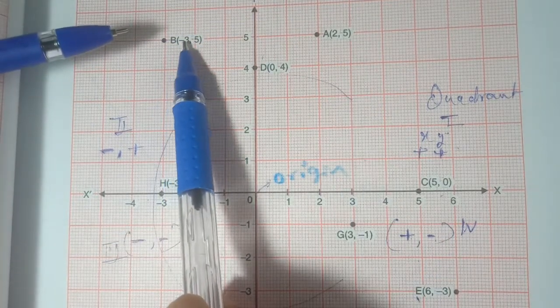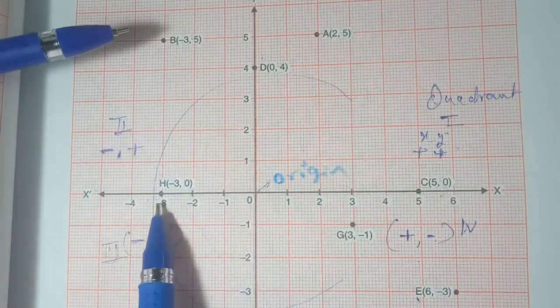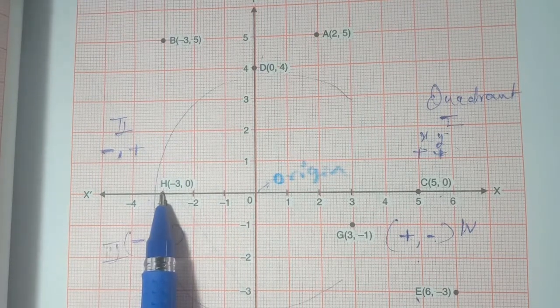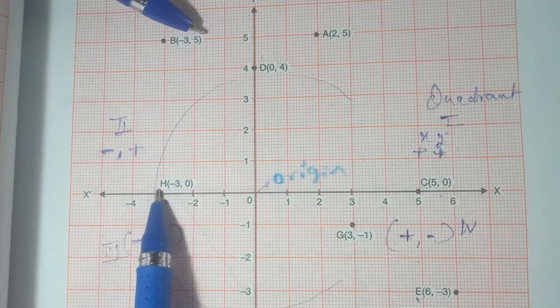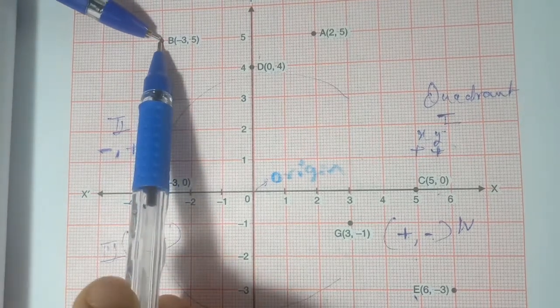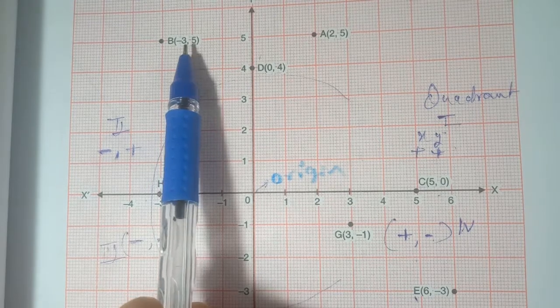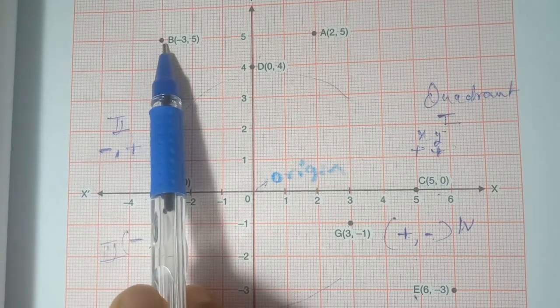Point B, minus 3 and 5. X is in negative sign, so minus 3 is over here, and y is positive. So we have to check where they are intersecting. They are intersecting over here. So minus 3 and 5 is plotted in the second quadrant.